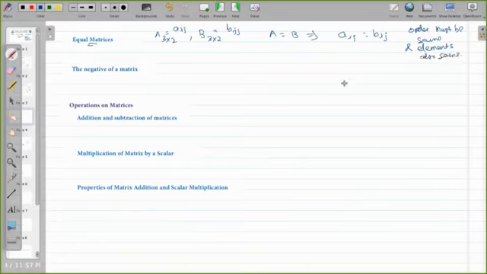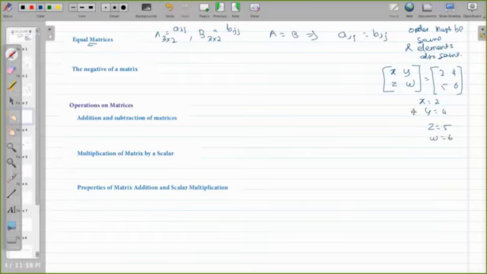Okay, children, order and elements must be the same. That's what I said. If A equals B with the same order, then their corresponding elements will be equal to each other. So, for example, if I say that [X, Y; Z, W] is a 2 by 2 matrix, and I'm equating it with [2, 4; 5, 6], then I can say that X is equal to 2, Y is equal to 4, Z is equal to 5, W is equal to 6. So these two are equal matrices.